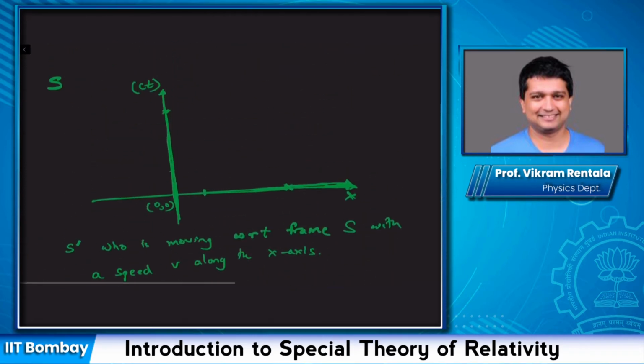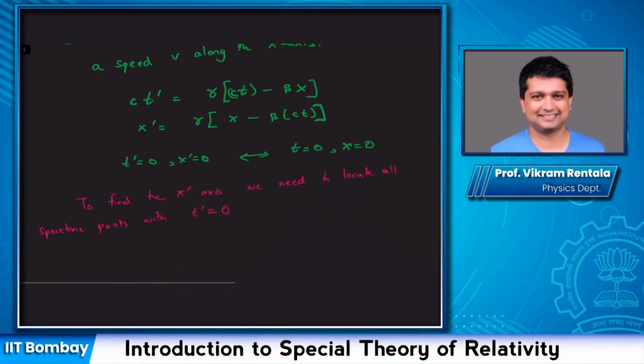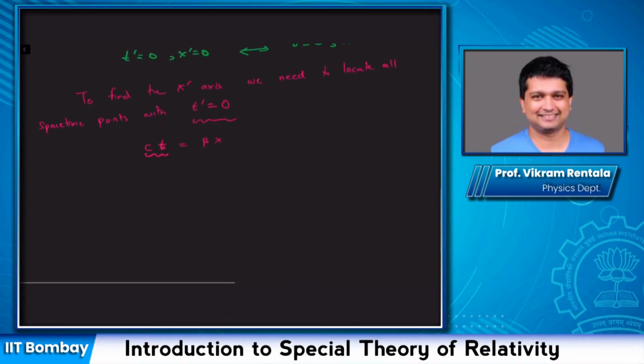Just as for frame S, if we take all the points with t equal to 0, we would get the full x-axis. The points with t prime equal to 0 are the points where, if we look at our equation, ct is equal to beta times x. This is a line which passes through the origin and has slope beta. Let's assume that beta is positive without loss of generality.